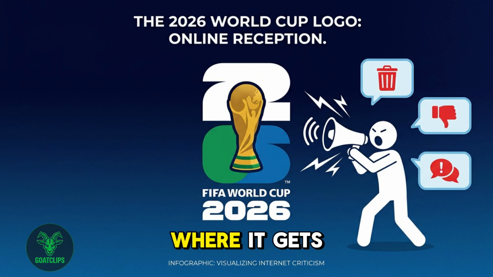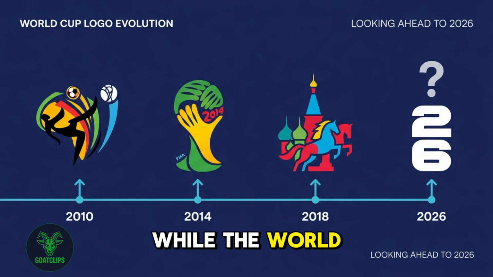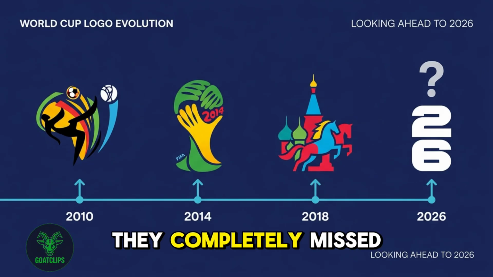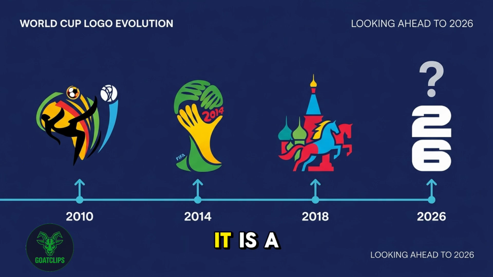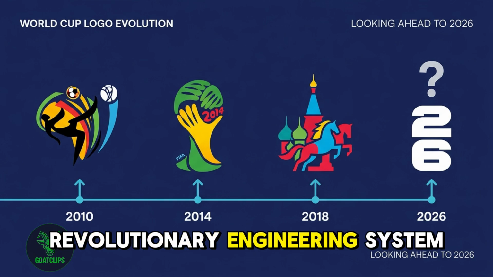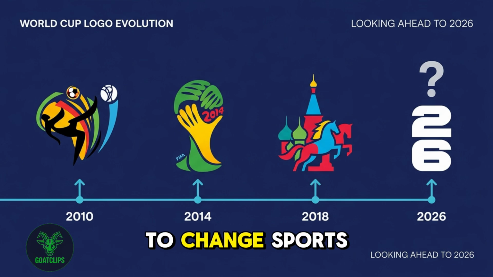But here is where it gets interesting. While the world was busy mocking it, they completely missed the secret code hidden in plain sight. This isn't just a bad logo. It is a revolutionary engineering system that is about to change sports branding forever.